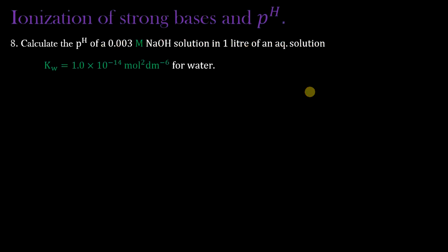So we have the first task at hand. We are supposed to calculate the pH of a 0.03 molar sodium hydroxide solution, given that the Kw is 1 exponent negative 14 moles squared per decimeter to the negative 6. So in your solution, we are going to write the dissociation or ionization of sodium hydroxide, which will give us the hydroxyl ion and sodium ion.